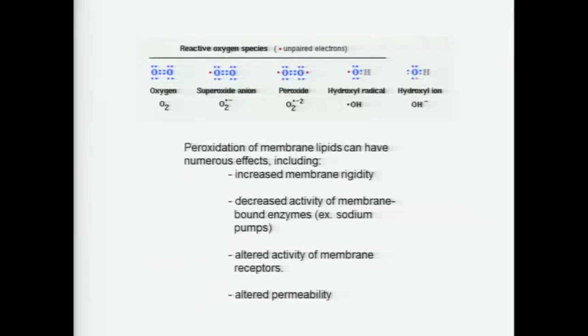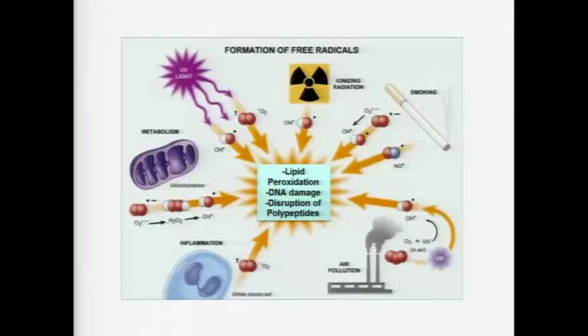Okay? And so peroxidation of membrane lipids can increase the membrane rigidity. Okay? It can make that membrane less fluid. It can decrease the activity of membrane-bound enzymes, okay, including damaging the sodium pumps. It can alter the activity of membrane receptors, okay? And it can alter permeability. Okay? It can actually create losses of integrity to the plasma membrane, which end up causing influxes of water or calcium or anything else that's inappropriate.